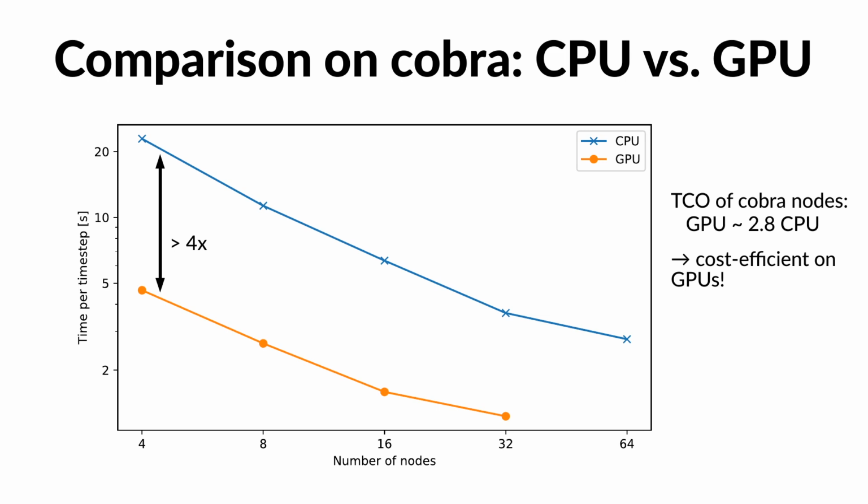And if you look at the total cost of ownership of these Cobra nodes, then a GPU node costs roughly 2.8 times a CPU node, including the cost of buying them and also the electricity. And this means that right now it's cost efficient to run on GPUs. So if you ask yourself, should I buy a cluster with GPUs or not, then actually for this kind of simulation, it's already worth it. And just to give you some numbers here, if you look at the point with 32 nodes, it's already using 64 Voltas, so GPUs, and the run on 64 CPU nodes uses 2,560 cores. Just to give some numbers.